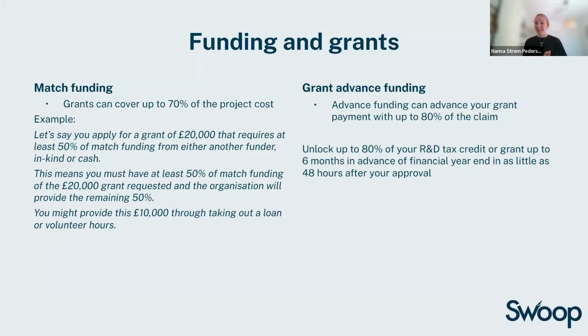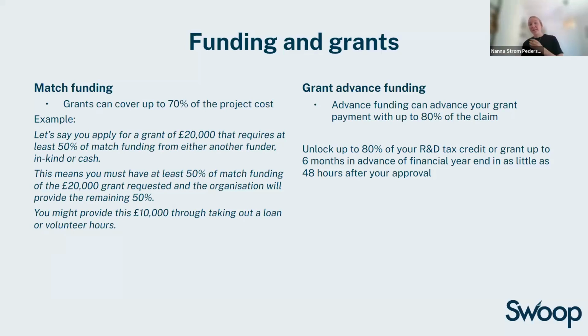Often, especially with the bigger ones, it's a big chunk of the cash flow going to that specific project, and before you invoice it and get the money back, it just takes that extra time. So grant advance funding can advance up to 80% of the claim, and that is for tax credits as well. So if you have any clients who've had a successful research and development tax credit, we can actually advance that as well, so they just get that a bit quicker.